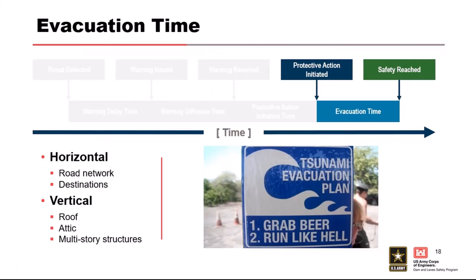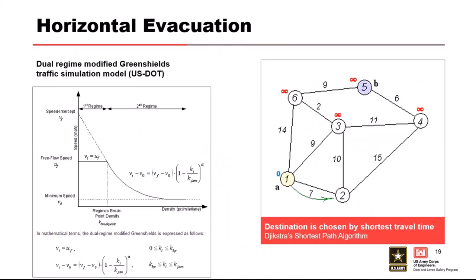Horizontally by road segments, either on foot or in a vehicle, or vertically within a structure. For horizontal evacuation, how do the agents determine where they're going to go? In LifeSim, we have a set of destinations, and the agent, or the evacuating person or group, is going to try to find the destination that they can get to the fastest. Not the one that's the closest, the one they can get to the fastest.